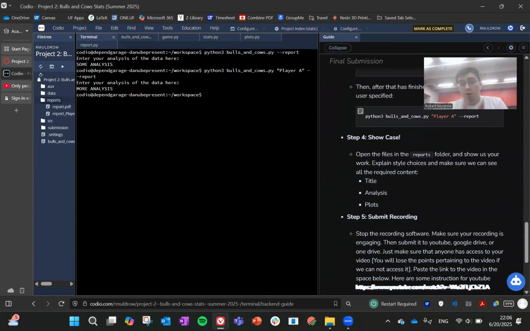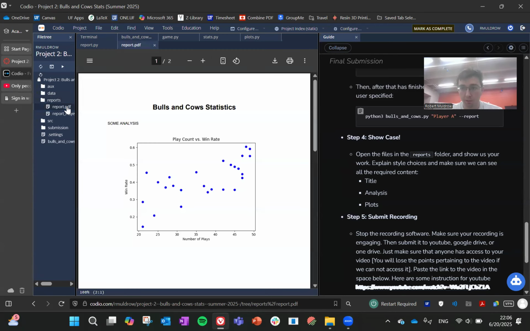Okay, so now that we've run the files, we should have two separate PDF reports. The first one reflects all of the data collected across the entire set. So this would be for 26 players. It's displaying the number of plays that each player has, along with their respective win rate.